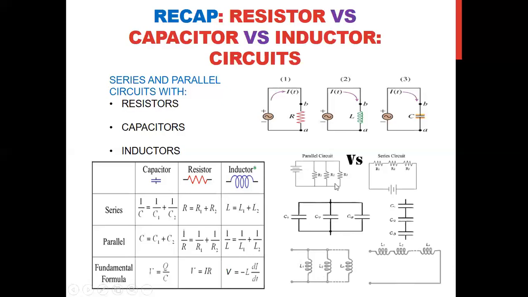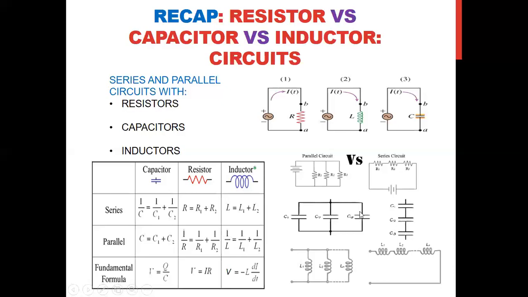Now, what is the equivalent or total resistance for a series circuit and for a parallel circuit? So for resistive circuit and inductive circuit, they are similar. For series, R equals R1 plus R2 if there are two resistors. And for inductor, L equals L1 plus L2. Whereas in parallel, the total resistance is 1 by R equals 1 by R1 plus 1 by R2. For inductance it is also 1 by L equals 1 by L1 plus 1 by L2.